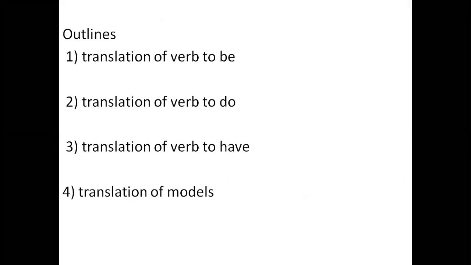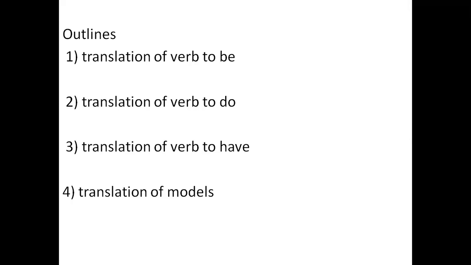Auxiliaries, as we know, we have four main categories of auxiliaries or helping verbs. The first category is verb to be, which includes am, is, are, was, were, and finally been. The second category is called verb to do, which are do, does, the past simple of them, did, and the perfect is done.